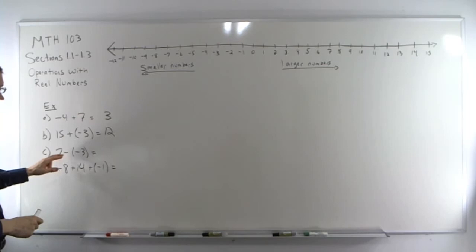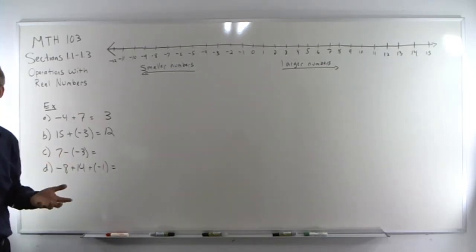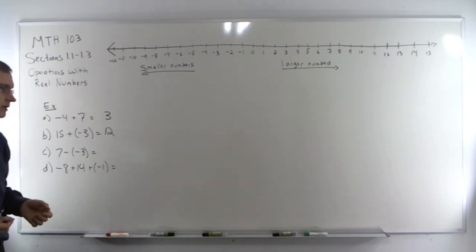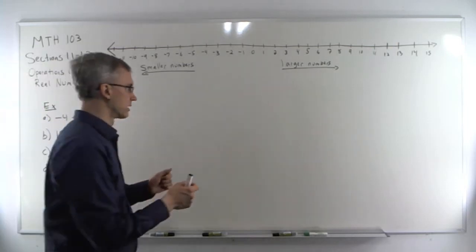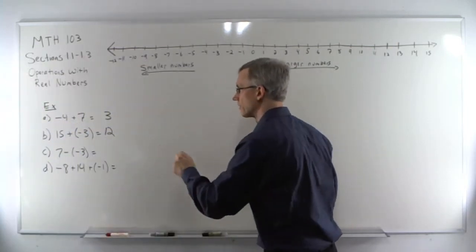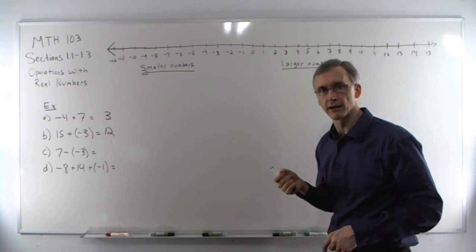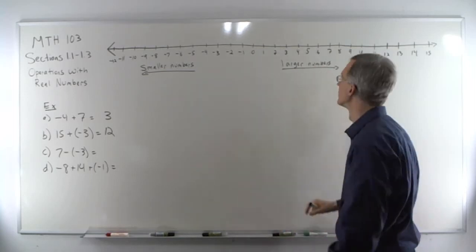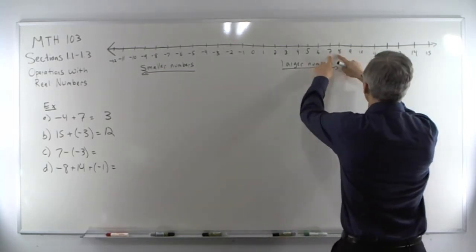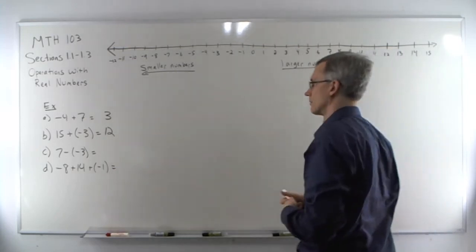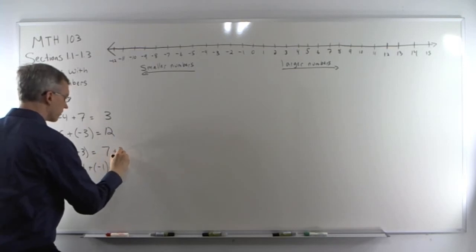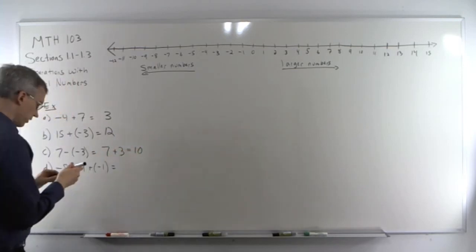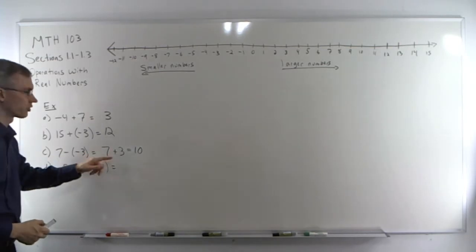In this case, we are subtracting a negative number. Subtracting a negative is like adding. Let me show you why. Starting at 7, and subtracting has us move left on the number line. But we're subtracting a negative, so we have to move right on the number line. So we're starting at 7, and we move right 3, and we get to 10. So that's why we can rewrite this as 7 plus 3. Whenever you're subtracting a negative, turn it into addition.